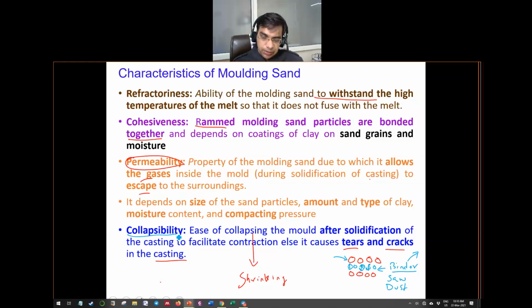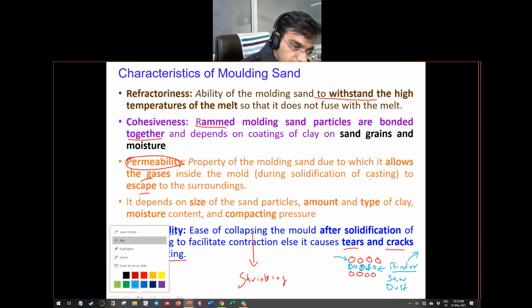which also happens because when the molten metal solidifies, a contraction takes place, and the sand should also support that contraction. And if that does not happen, tears or cracks type of defects are then developed in the cast product.